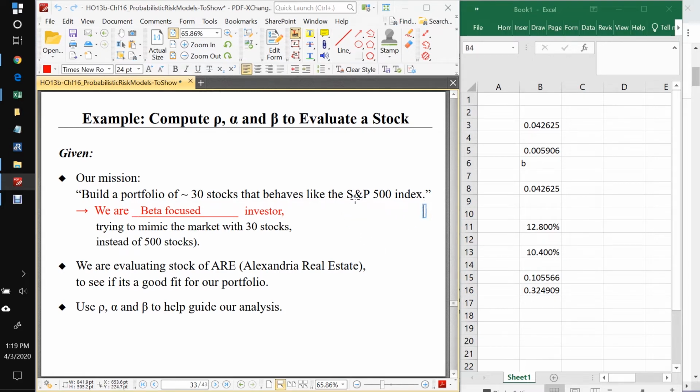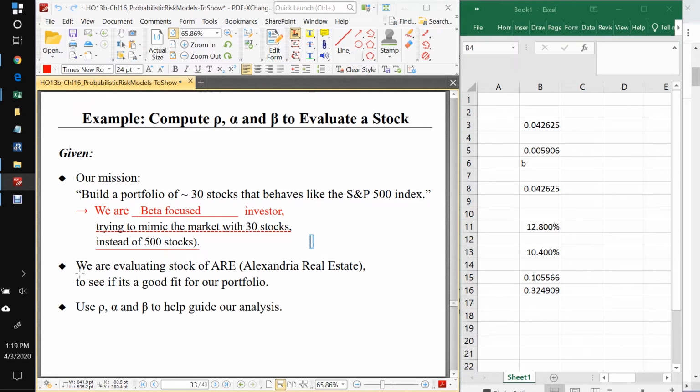Okay, so what's so special about this? Why don't we just buy the SPY? Because you can do this more cheaply with 30 stocks instead of having to go out there and buy 500 stocks all the time. So they might be able to do this with a very low expense ratio if they can get a good approximation of the S&P 500 with just 30 stocks. So that's what they're about.